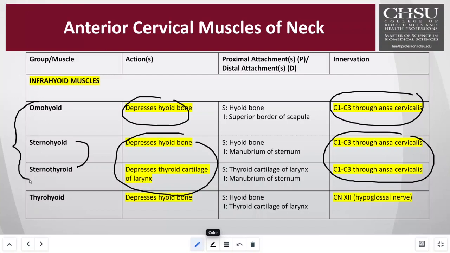C1, C3 are the supplying. You don't need to worry too much about the origins and insertions again, but if you need to know just a ballpark zone of where they attach, if it's below the hyoid, that means the superior border would be the hyoid, right? It's below it. So what's on the bottom border of the neck? What's the bottom frame that we just talked about?